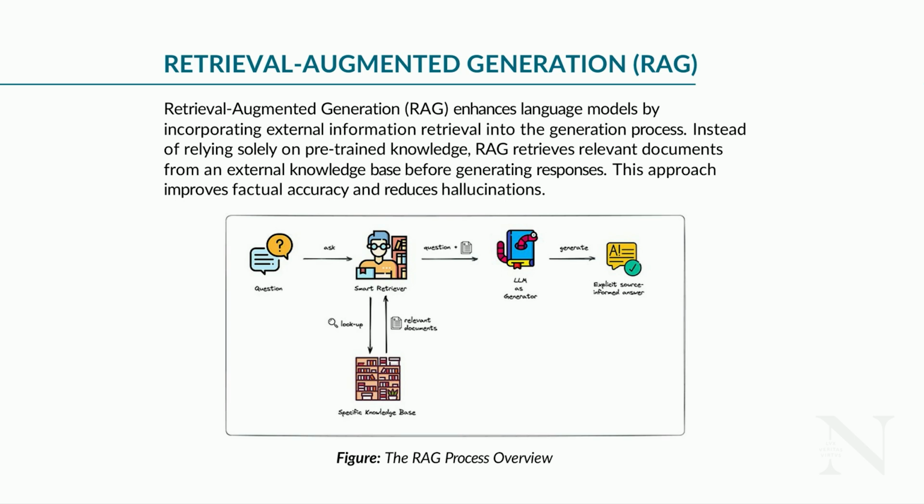RAG enhances the model's capability by incorporating external information into the generation process. By doing so, it improves the factual accuracy and reduces the hallucination of large language models. We first bring a set of documents or knowledge. We call this a knowledge base. We encode this knowledge base and store it in a database, kind of like a vector database.